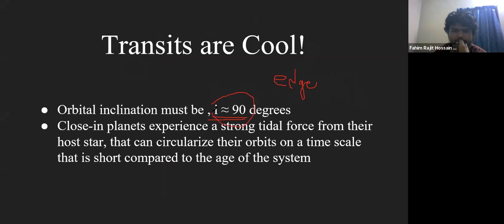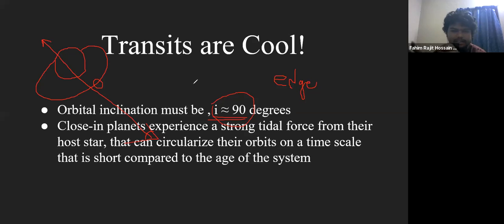So if it's close to 90 degrees, we can basically see the transit, and if it gets close to zero, there won't be a transit. It may look something like this. If you're looking from this angle, it's rarely a transit because it misses the whole line of sight. I don't think my drawing is particularly exact, but I think you get the gist.